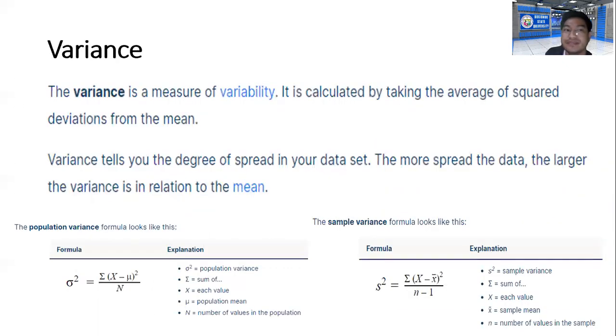In terms of the variance, it is a measure of variability. It is calculated by taking the average of the squared deviations from the mean. The variance tells you the degree of spread in your data set. The more spread the data, the larger the variance is in relation to the mean. So we have here the formula for the population variance, and here's the formula for the sample variance. Usually it's just the difference between the mean and your score, squared, and then there's a summation divided by the total number of observations.